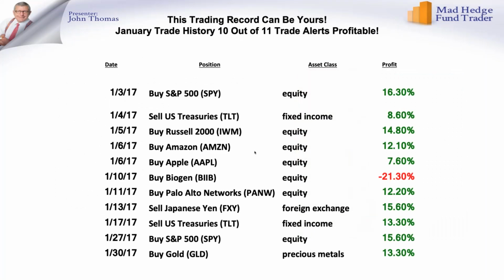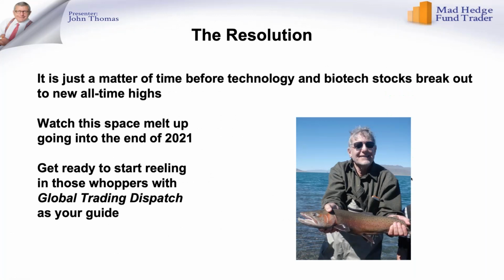This is a typical month. We had 10 out of 11 trades make money. Bought the S&P 500, made 16.3%, sold Treasuries, sold Russells, bought Amazon, bought Apple, bought Biogen, and then stopped out of it quickly. We stop out of all of our losers almost immediately because we know 95% of the time the next trade is a winner. It's just a matter of time for tech and biotech stocks to break out to new all-time highs. Watch this space melt up going into the end of 2021.